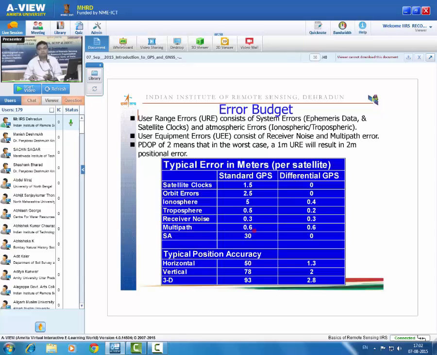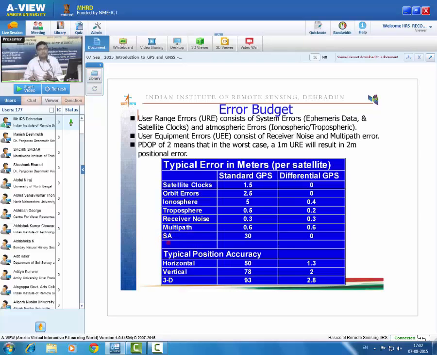Multipath error is giving around 60 centimeters of error. Then selective availability is giving about 30 meters of error. So initially, when this phenomenon known as selective availability was in effect, the accuracy achieved was of the order of 90 or 100 meters in 3 dimensions. Now this selective availability has been switched off.